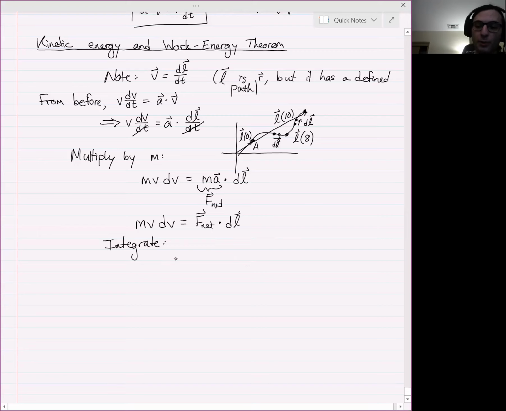But anyway, what you end up with is you get the integral from A to B of mv dv equals the integral from A to B of F net dot dl. And so what is this left-hand side? Well, this is just m times v times dv. So this is just 1/2 m, the velocity at point B squared, minus 1/2 m, the velocity at point A squared. And that's equal to the integral from A to B of F net dot dl.